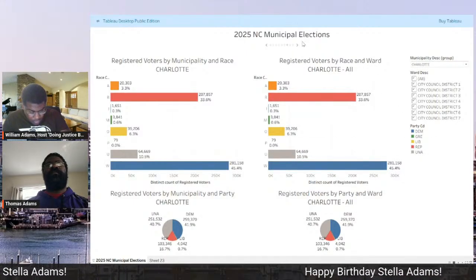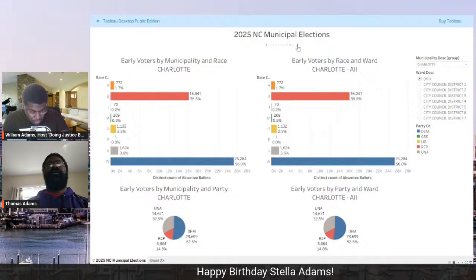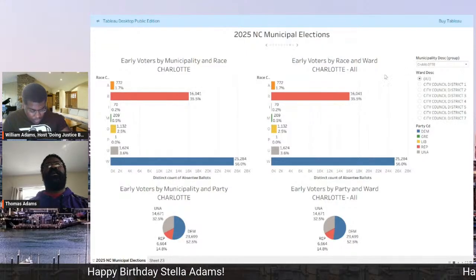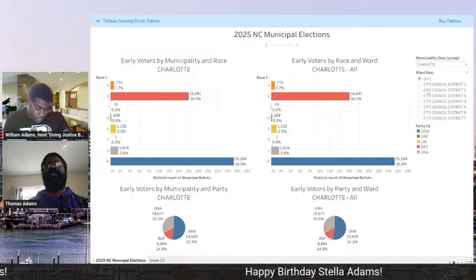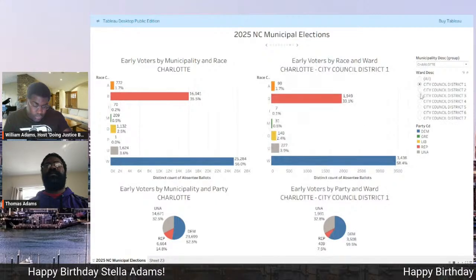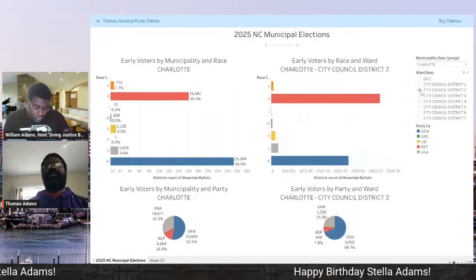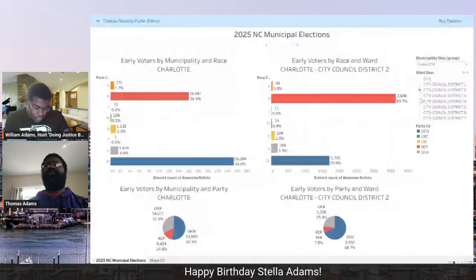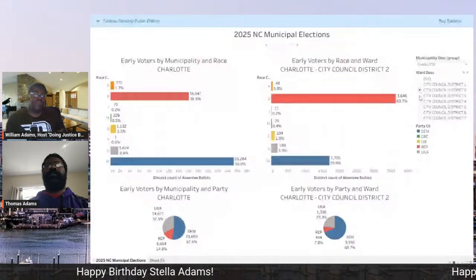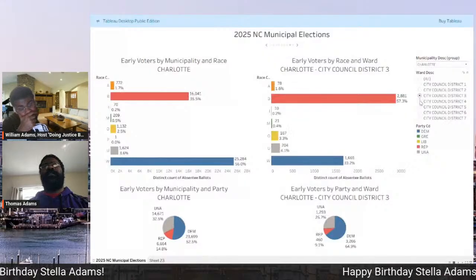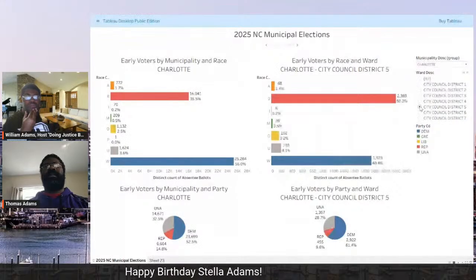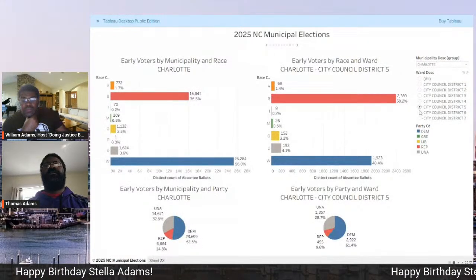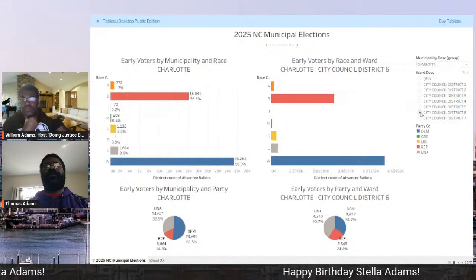And so if I go to the next one, these are, say, the people who voted early. And so I think, all in all, there is a greater tendency for Democrats to vote early, especially in those districts where you didn't see a strong Republican opponent in those city council races. Right.